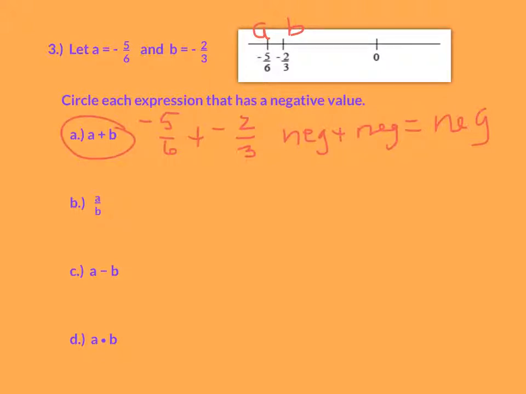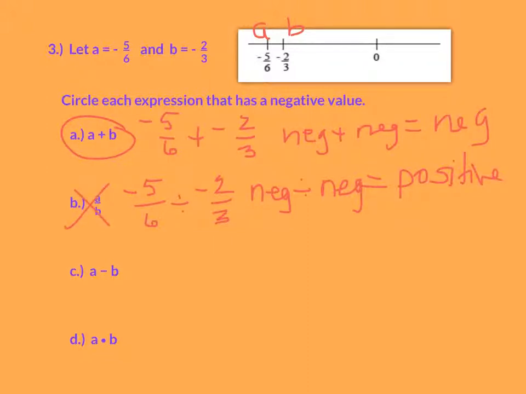Next for B, A divided by B. So I'd have negative 5/6 divided by negative 2/3. Remember, now we're looking at those division rules. When I have a negative divided by a negative, they're the same, two negative people when they're together. They're happy because they get to complain together. So this one is a positive. So I am not going to circle this. In fact, I'll X it out so that we're very clear.